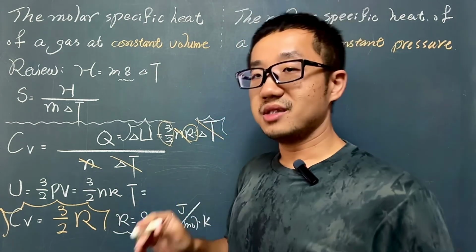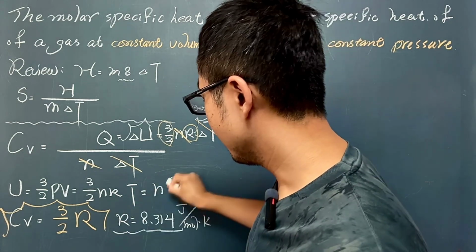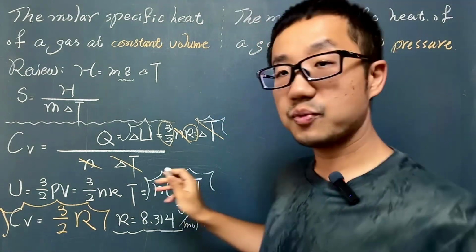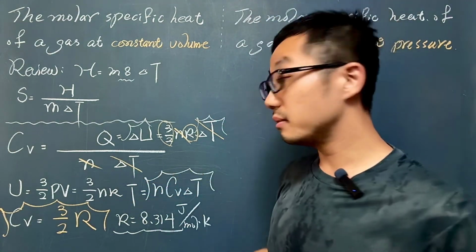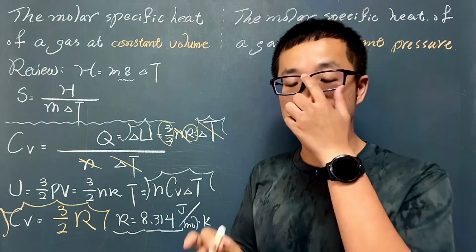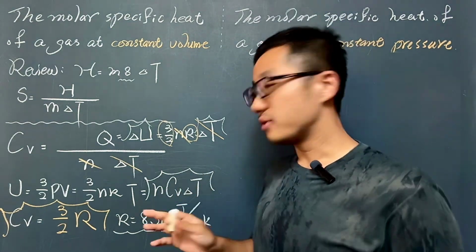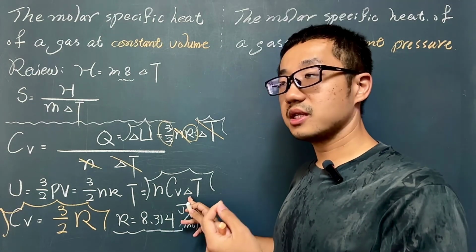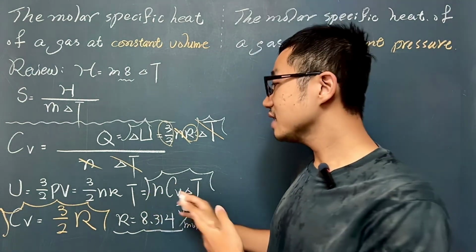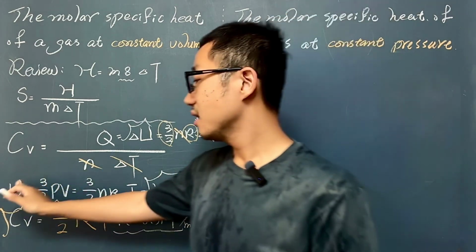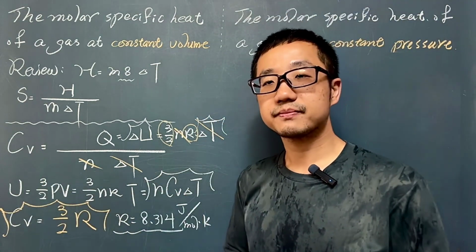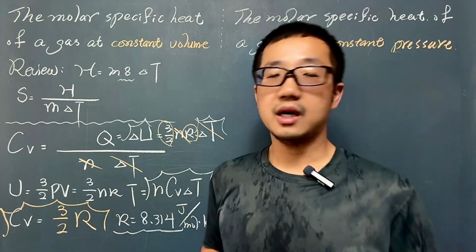It can also be written as nC_V delta T. If you are a freshman in college, you might be even more familiar with this form, nC_V delta T, because C_V is the energy required to raise the temperature by 1 degree Celsius for 1 mole of a gas. So nC_V delta T is definitely the internal energy of a gas. All right, now I think you're ready.